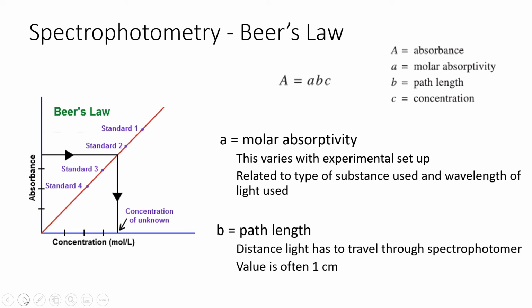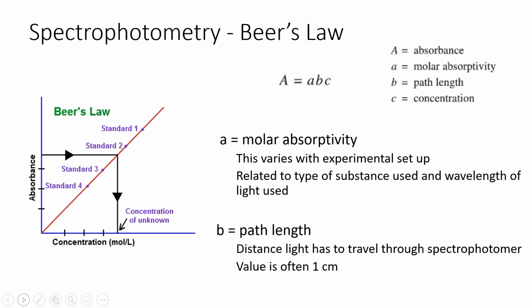And often that value is 1 centimeter, but it can vary. So these things vary by experiment. And notice that this a times b is going to be equal to the slope of this line right here. And again, we will definitely do some experiments involving spectrophotometry. So more on this later.